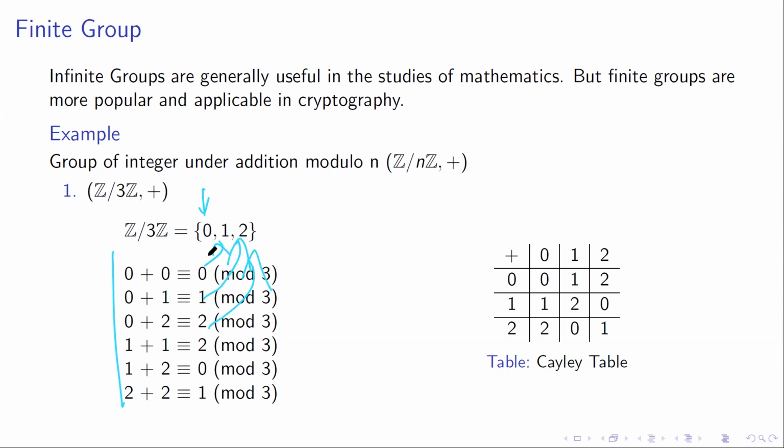Because this is not really good to see, to have a better picture, we can use a table called the Cayley table. The Cayley table has the elements in the top row, and the leftmost column also has the elements. For example, 1 plus 0 is equal to 1, 1 plus 1 is equal to 2, 1 plus 2 is equal to 3, and modulo 3 is 0. So this Cayley table is very useful because it gives us a better picture of how the group actually looks like.